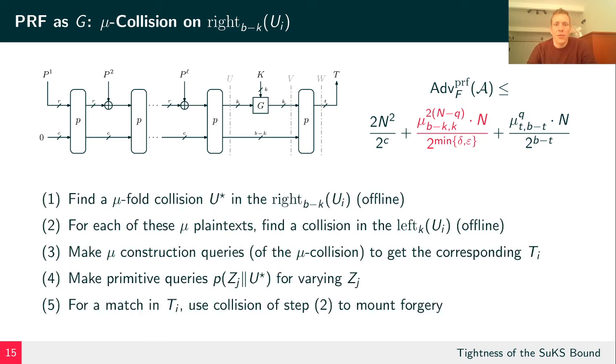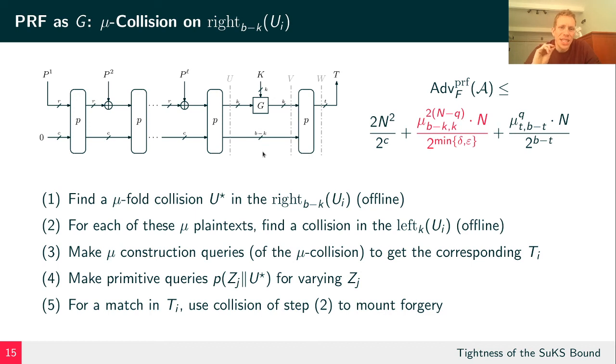And the idea is slightly more complex. The first step is as before: we try to find a multi-collision on the inner b minus k bits of u. So you try to find mu plaintexts P, and we make offline evaluations, just permutation calls, of these plaintexts to find a mu-fold collision on the rightmost b minus k bits of u.